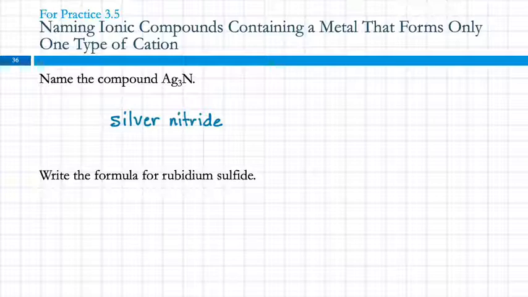If we look at these ions, what's the charge on a silver ion? Plus one. If you look on the periodic table, aluminum is plus 3 because it's in group 3. And then you go down the steps. Aluminum's plus 3, zinc's plus 2, silver's plus 1. And what's the charge on nitrogen as an ion? 3 minus.